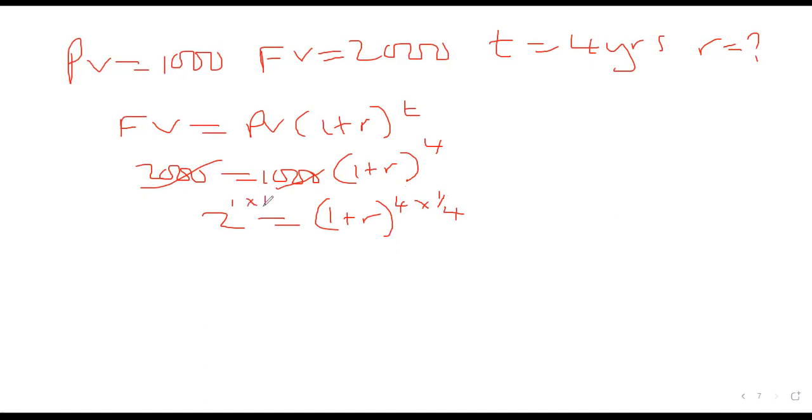1 over 4 is the same as 0.25. So here 2 to the power 0.25. And here it cancels. We're going to remain with 1 plus r. So to find our r, we simply use 0.25. Or if you want, 2 to the power 1 over 4, it's the same thing. But it's easier to work with the what? The fractions.